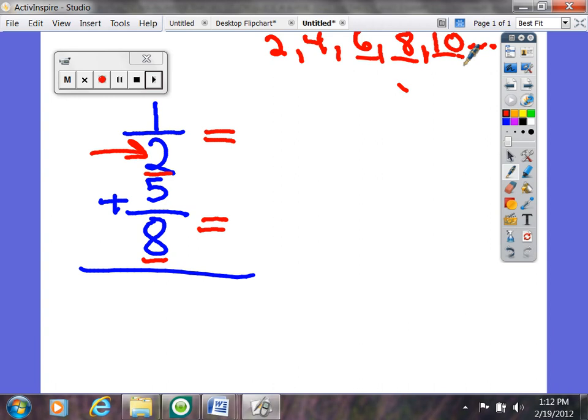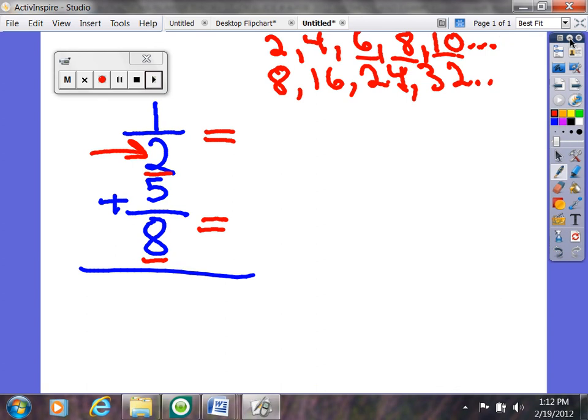Well, here's the multiples of 8. What will I get when I multiply 8 by something else? I'll get 8, I'll get 16, I'll get 24, I'll get 32, and it goes on forever. Well, the least common multiple is the smallest number that they have in common as a multiple.